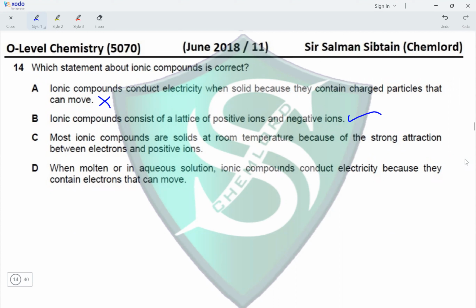Yes, cations and anions. Next, most ionic compounds are solids at room temperature because of the strong attraction between electrons and positive ions. No, between negative ions and positive ions. When molten or in aqueous solution, ionic compounds conduct electricity because they contain electrons that can move. No, they contain ions that can move. So this makes option B the correct option for this question.